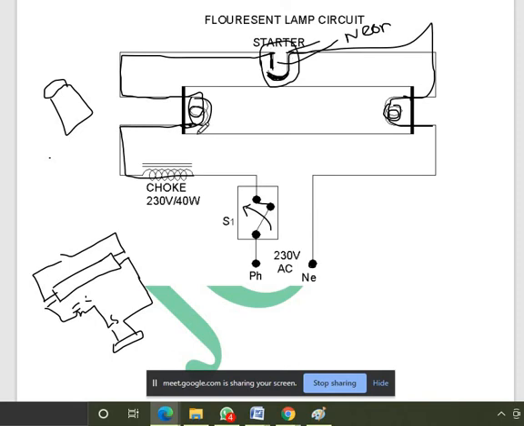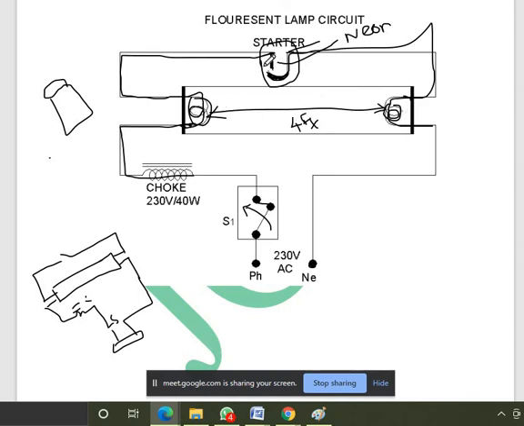So here are the two filaments, and the distance between them is very large, because the lamp is around 4 feet. Take a 4 feet lamp: the distance between these main electrodes of the fluorescent lamp is around 4 feet.